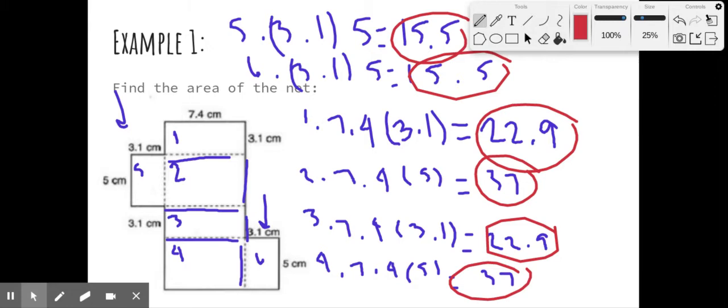All right, added them all up and I got 150.08. So that would be our total area of the net, our surface area. Okay, so that's your prism. So the next slide, example 2, we have a pyramid, and then that'll bring us to the end. So I'm going to go ahead and erase this and move to the next slide.